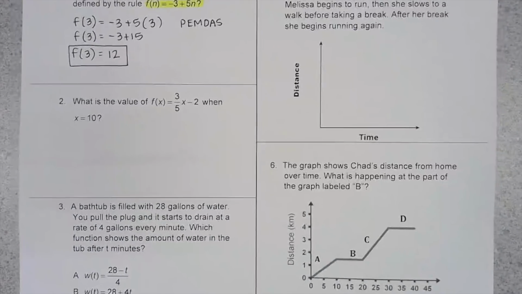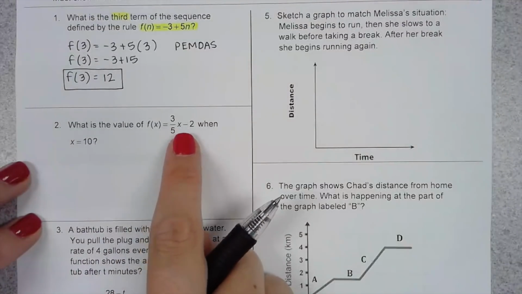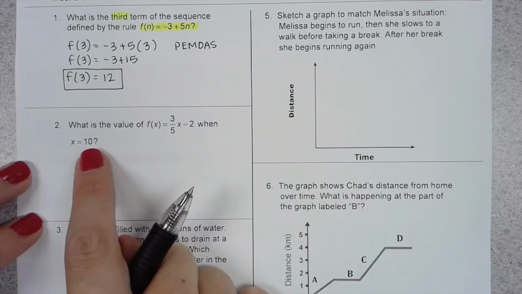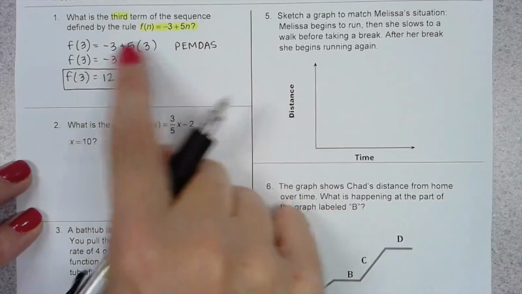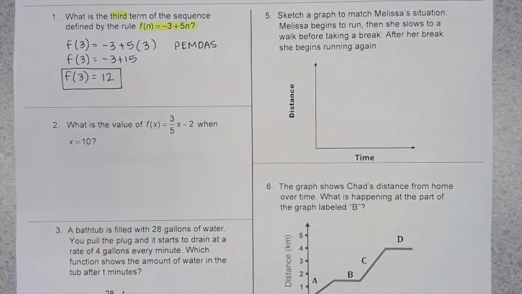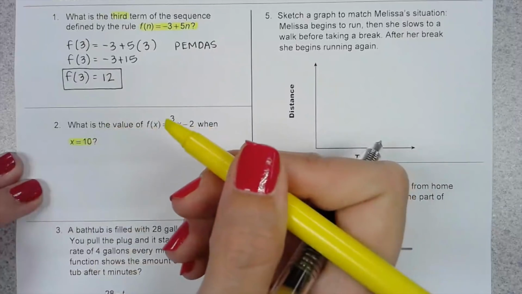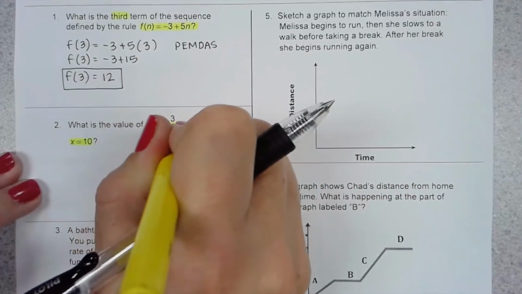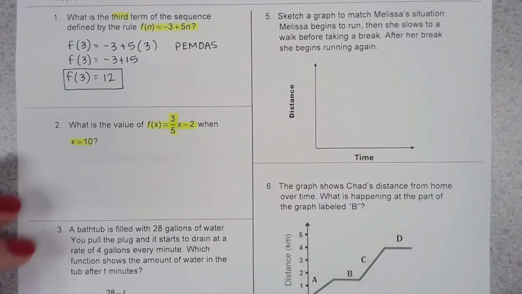Question number 2 is kind of similar to question number 1. It wants you to figure out the value of f of x equals 3/5 x minus 2 when x equals 10. So it's not a sequence. It's still a function, but it's not talking about a list of numbers. It's just talking about an equation. But it's kind of the same thing. So x equals 10, and then this right here is your function rule. So that's what you're plugging it into.